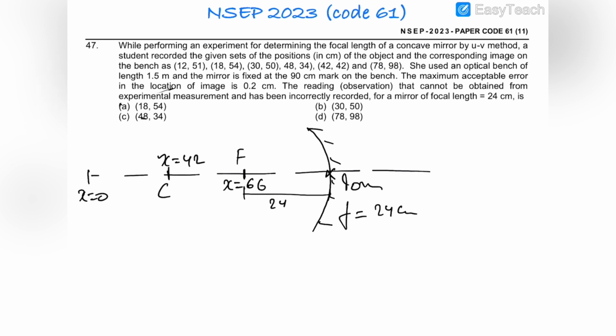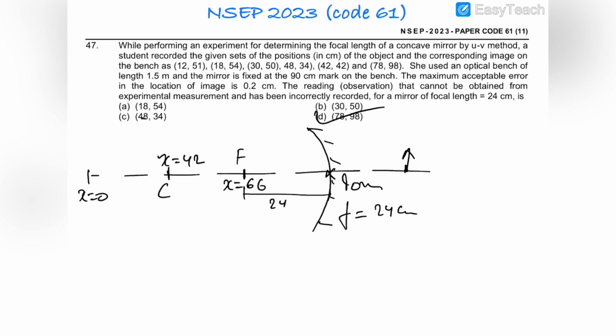So we have to pick the position which cannot occur. So this is 30 and 50. This is also possible, because if u is 30, then it is again between minus infinity and C, and then v will be 50, which is between C and F, which is possible. And in a similar way, 48 and 34 is also possible. But this value, which is 78 and 98, means beyond the mirror. And in this experiment, the image is obtained on a screen, obviously. If the image is beyond the mirror, then it would be virtual, and a virtual image cannot be obtained on the screen. So the reading which is not possible is option D.